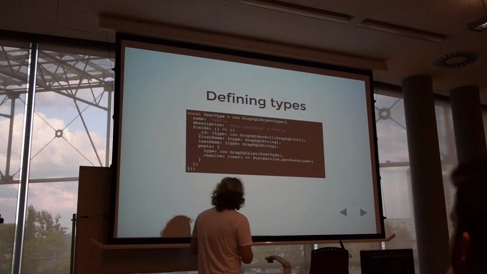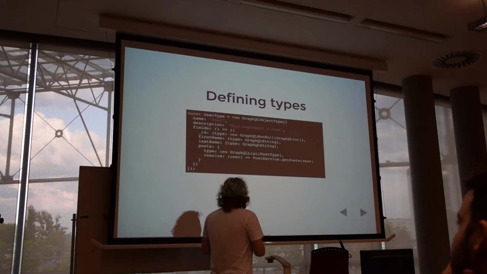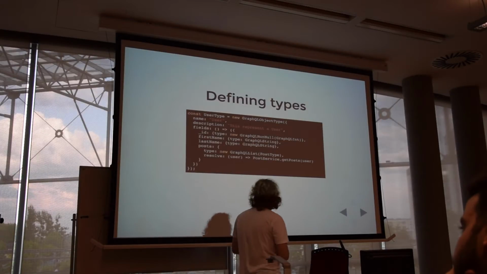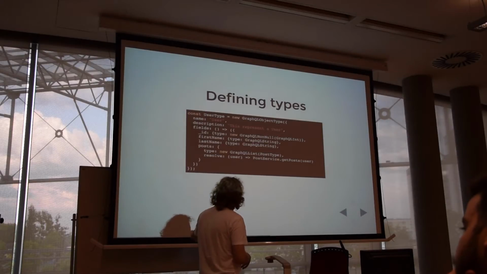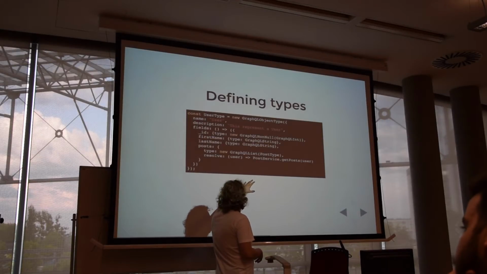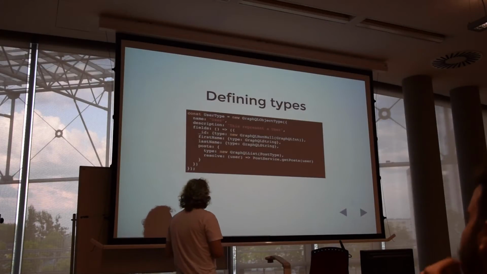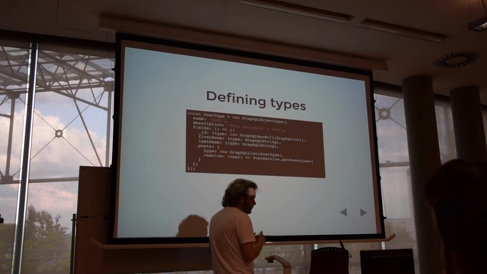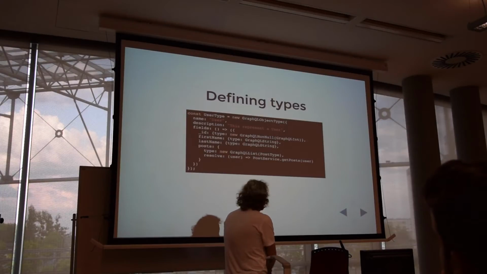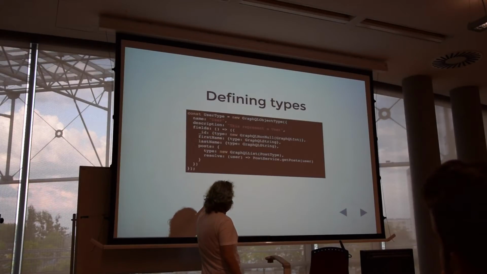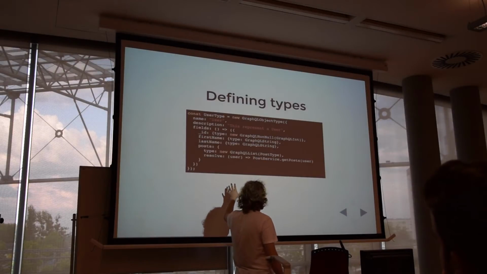Then I also declare that I want first name and last name on that type, and then I also want the field posts, which is again a list of the post type, which I can declare somewhere. To get those posts I need to use a resolve function, which will say how exactly I return those posts. The first argument of the resolve function is the user object itself that we fetched.